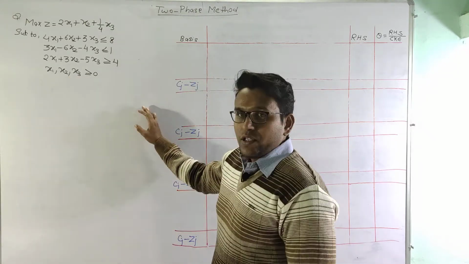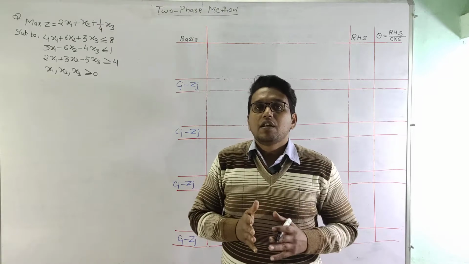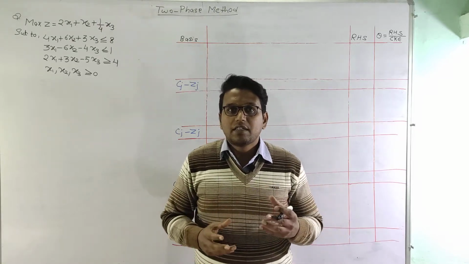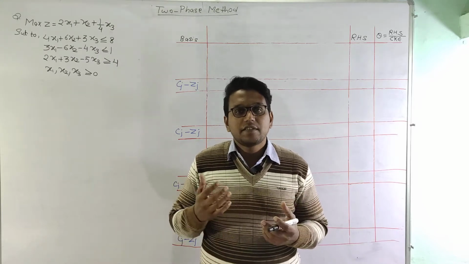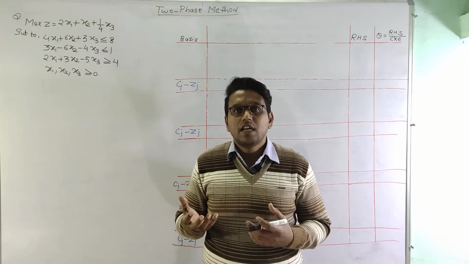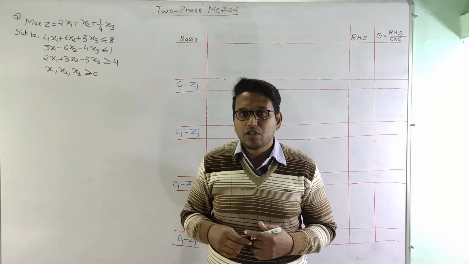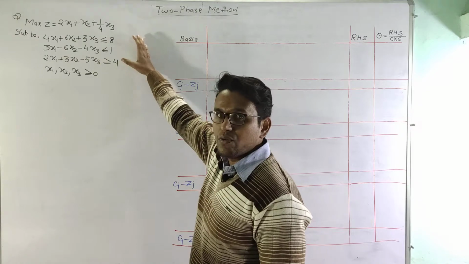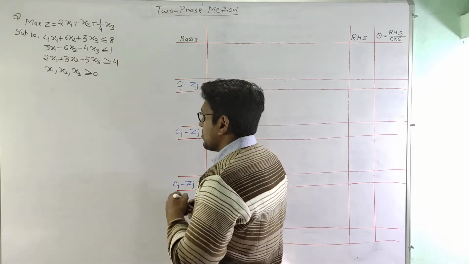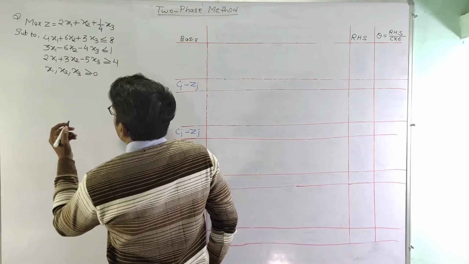Now, as we know that in two-phase method, we will separate the problem into two parts. In the first phase, we will find the basic feasible solution, and in the second phase, we will try to optimize that particular basic feasible solution. So initially we need to convert this constraint into standard form. So let us convert this into standard form.